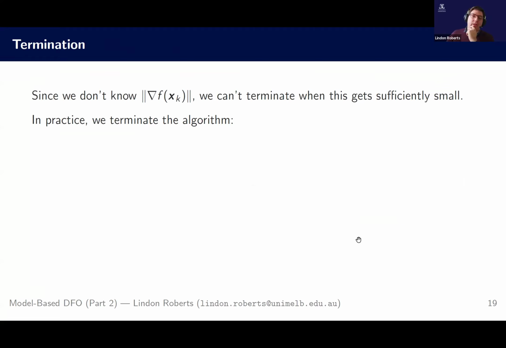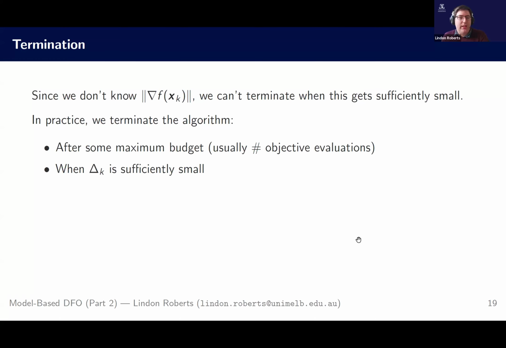And the last thing I want to mention, I mentioned before, is termination. So we don't know the norm of the gradient, so we can't in practice terminate when that gets small. So what are we going to do? Well, in practice, there's really two ways we terminate. The first way is after some maximum allowable budget. Usually that's going to be measured in total number of objective evaluations rather than total number of iterations, because we don't do the same number of evaluations at every iteration. So the cost per iteration can be more variable than in gradient-based methods. So that's just a standard, some kind of finite termination property.